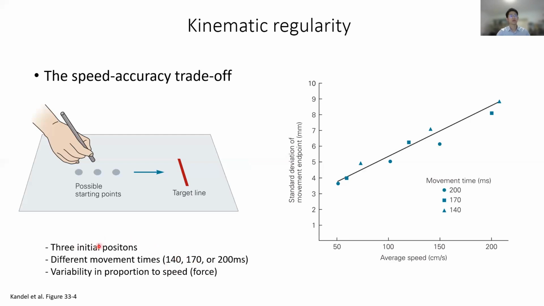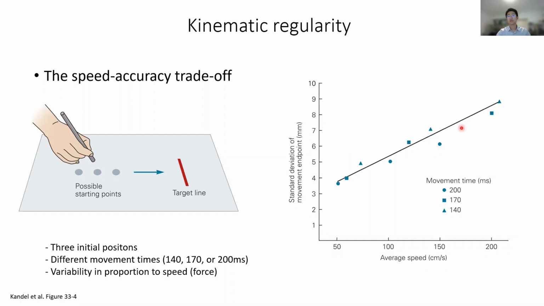So they vary 3 initial positions and 3 different required movement times. In total, we have 9 conditions, and here we plot exactly 9 dots. On the x-axis is the average speed, and for each condition, the participant repeats several times. On the y-axis is the variability of the target position. The standard deviation is calculated with respect to the mean, so it shows how variable your end position is.